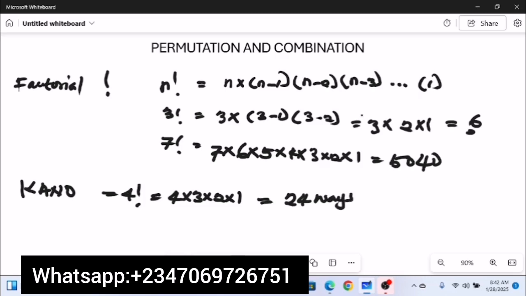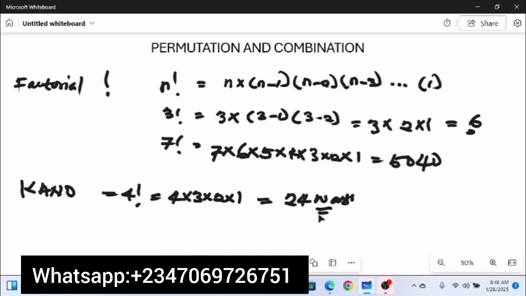So permutation is basically the ways in which objects can be orderly arranged. So the letters of Kano can be arranged in 24 ways. You can go ahead and toggle the positions. First you have K-A-N-O. Next you can have O-K-A-N. Next you can have N-K-A-O. You just keep on toggling the positions. You see that you can toggle the positions in 24 different ways. That is the essence of permutation. The manner of arranging objects is simply called permutation.